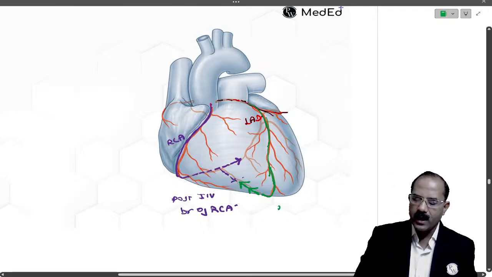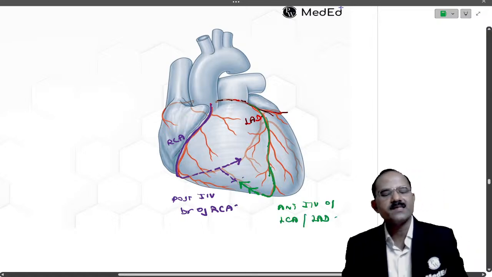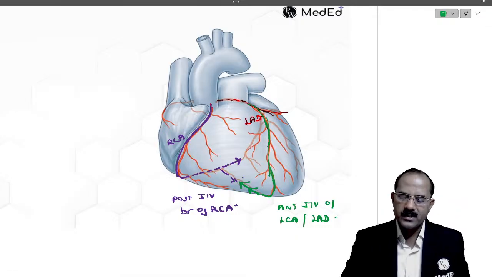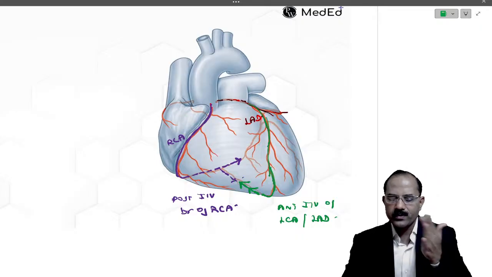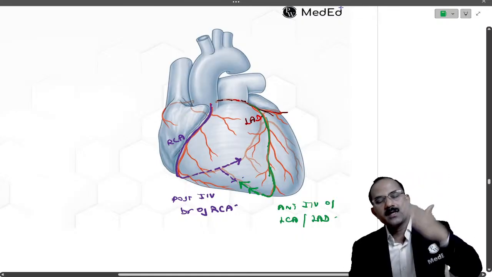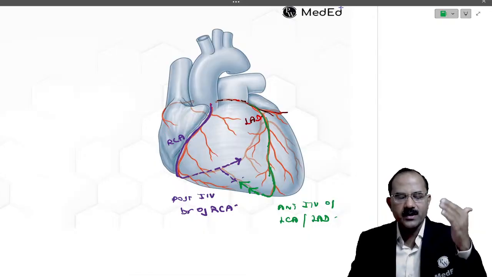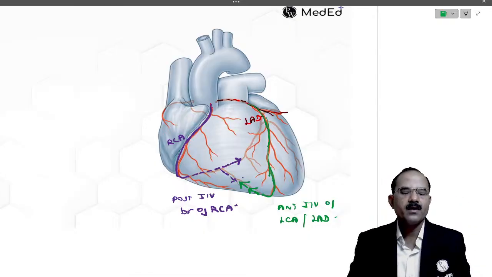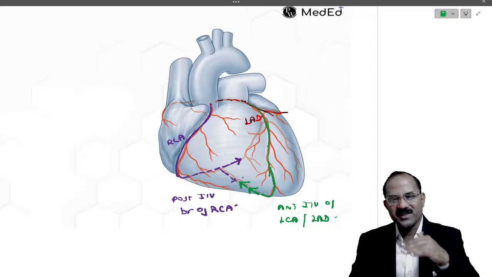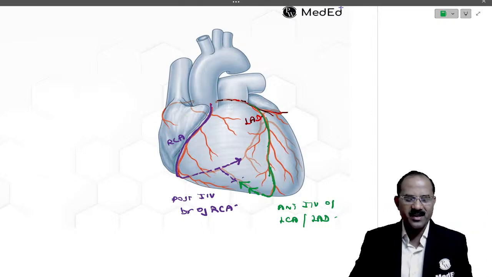So this is the anterior interventricular branch of the left coronary artery, or the left anterior descending. It runs in the anterior interventricular groove, now goes in the posterior interventricular groove and anastomoses with the posterior interventricular branch of the right coronary artery. Widowmaker's artery. Yes, that's the widowmaker. This artery is very commonly involved in MI. So the person dies, widow's artery.